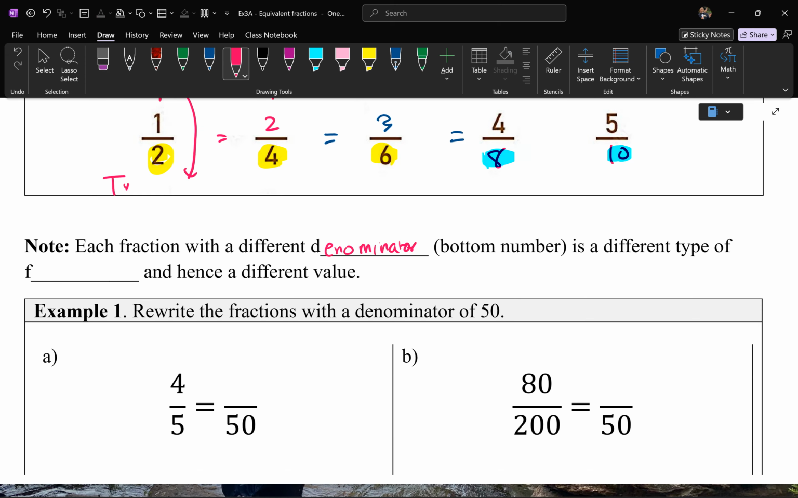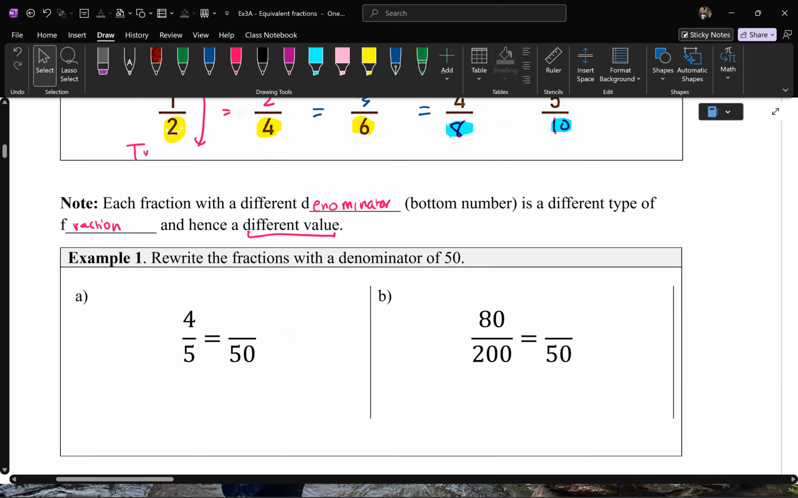And denominator just means the bottom number of a fraction, is a different type of fraction. You need to understand that. That's going to be the first thing. Every fraction you see, if the denominators are different numbers, they are not the same fraction. They are different values. Just like a pizza, they're not the same size. And hence, it's a different value. That's the first thing I want you to write in.